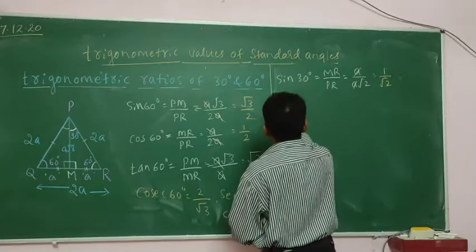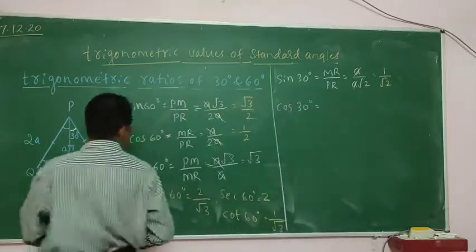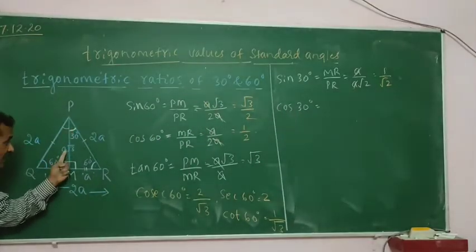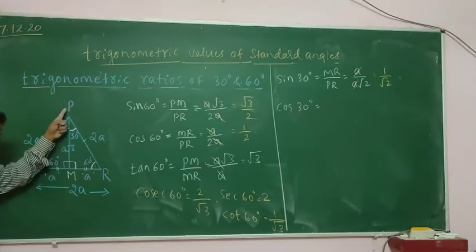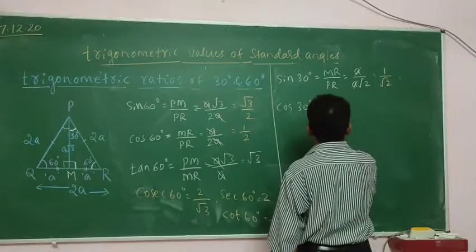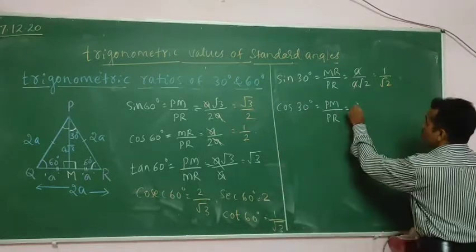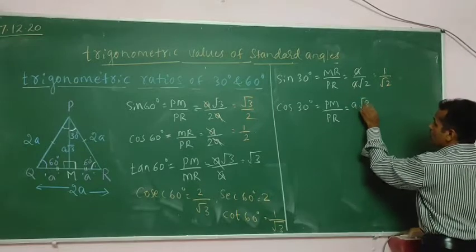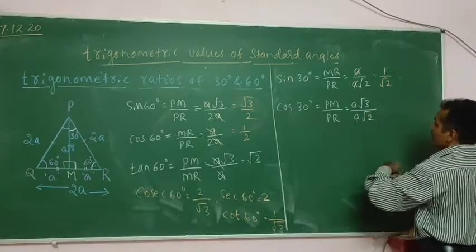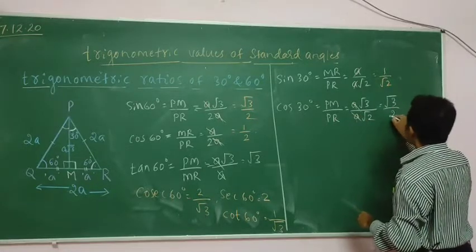अब मैं फाइंड आउट करूंगा cos 30. cos यानी एडजेसेंट. किसका एडजेसेंट? 30 का एडजेसेंट यहां है. This is adjacent. PM divided by PR. PM का वैल्यू है A root 3. A root 3 divided by 2A. This gets cancelled. हो गया root 3 by 2.